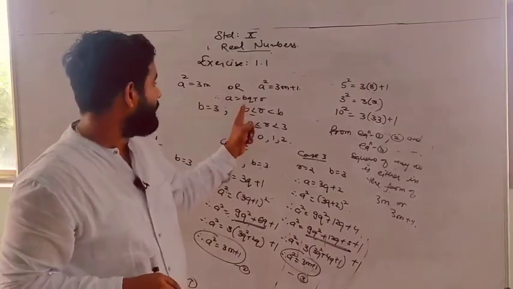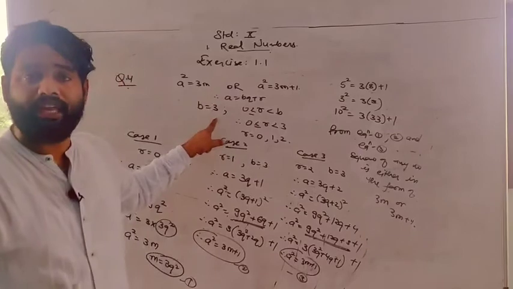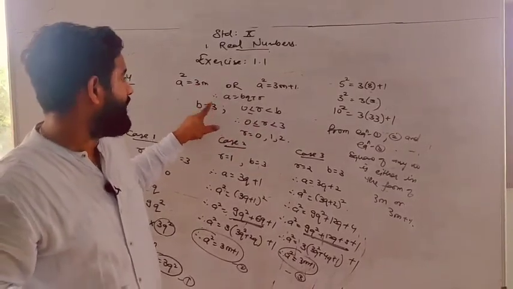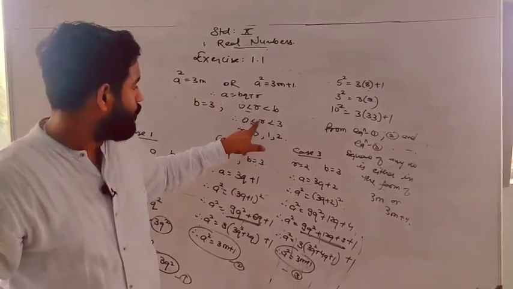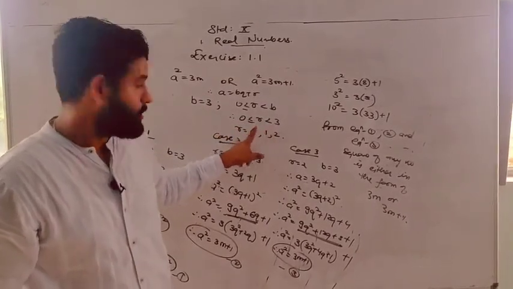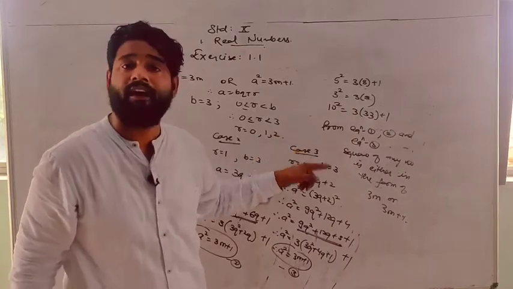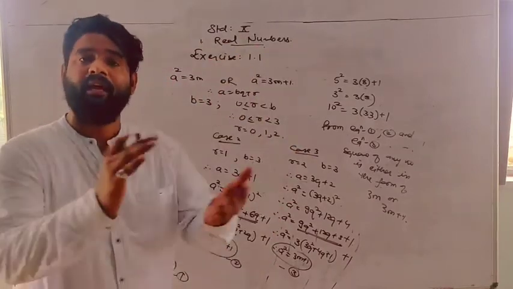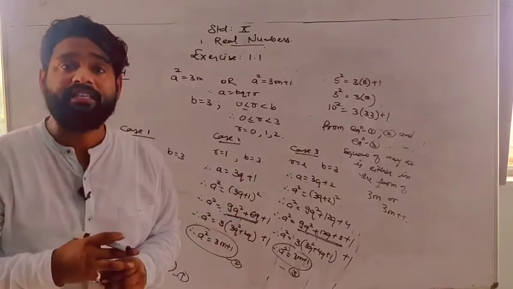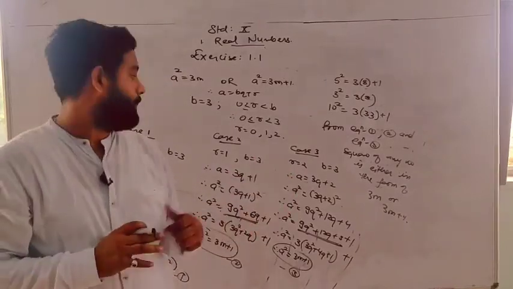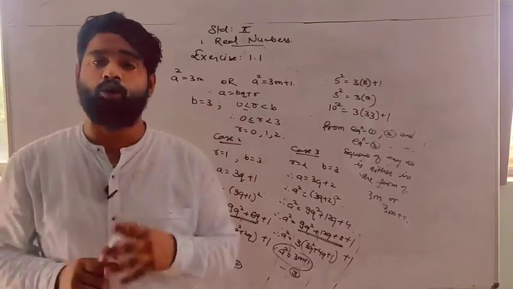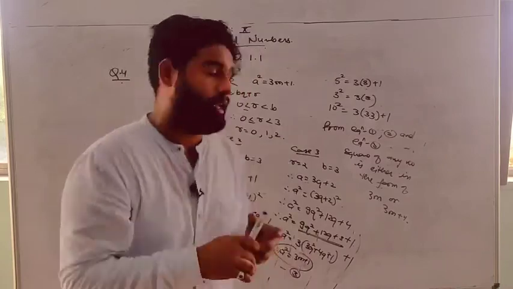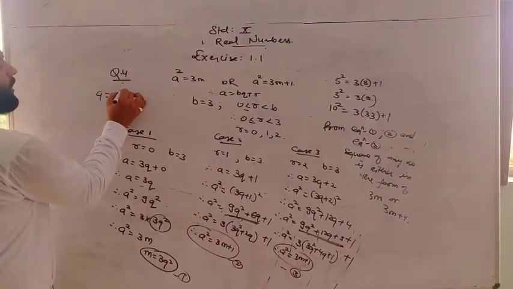If you take directly b as 9, like I took b equal to 3 so I got r as 0, 1, 2, if you take b equal to 9, your r is going to be 0 or more, less than 9. So here 0, 1, 2, 3, 4, 5, 6, 7, 8. Too many iterations, too many possibilities are going to happen. So instead of taking b equal to 9, take b equal to 3. Why? Because 9 can be represented as a power of 3. 9 can be represented as 3 square.